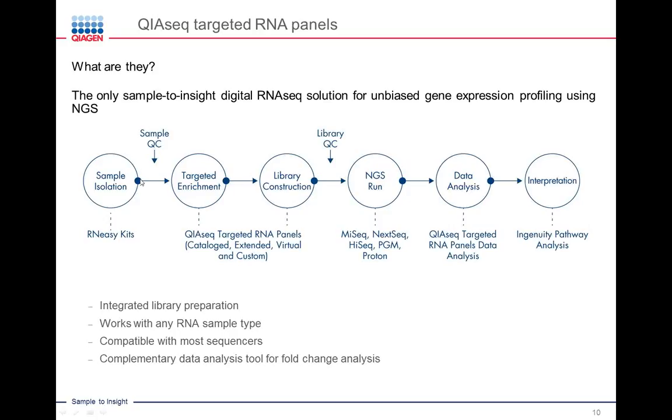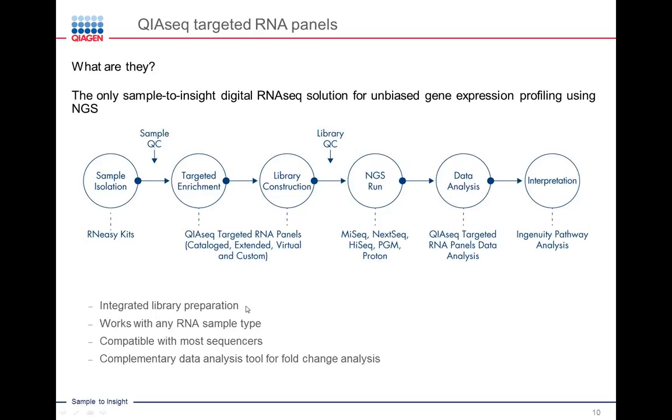But it is a sample to insight because it takes you through the entire workflow, going from sample isolation through targeted enrichment and library construction into the NGS run on the Illumina platforms or the IonTorrent platforms, and then data analysis. There are two levels of data analysis, one for counting the individual barcodes that have been detected, and then translating that into fold changes if you're comparing many samples simultaneously, and then the interpretation part through the Ingenuity Pathway Analysis platform.